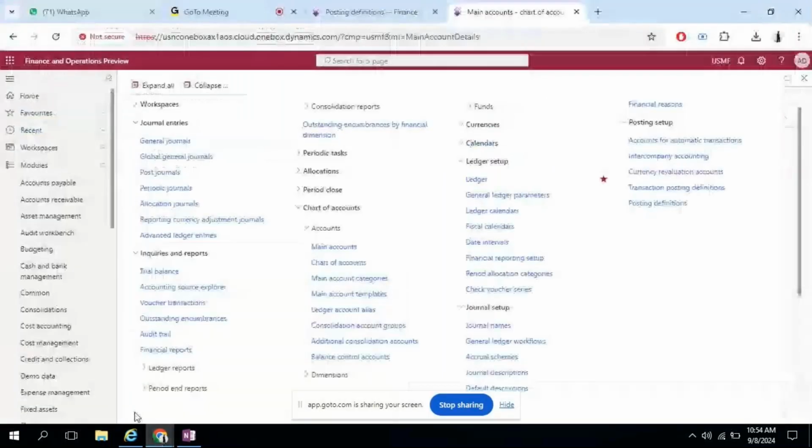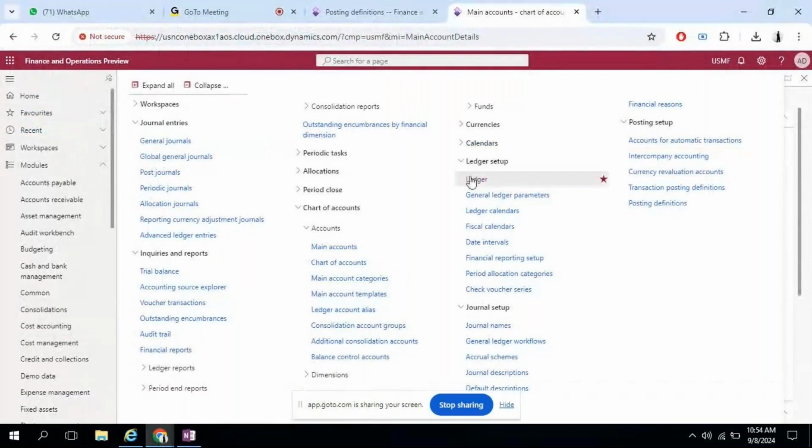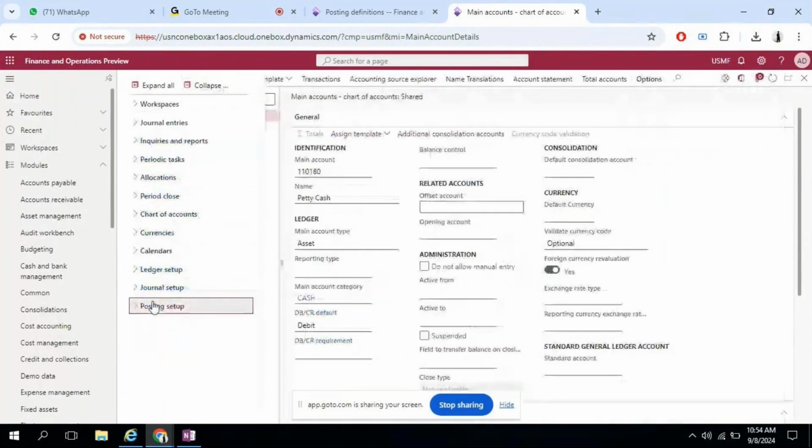It is getting started but not getting enabled, so let's wait for some more time. Meanwhile it is getting started. Let's go for intercompany accounting. For that you need to go to Collapsol first, go to posting setup, go for the intercompany accounting.